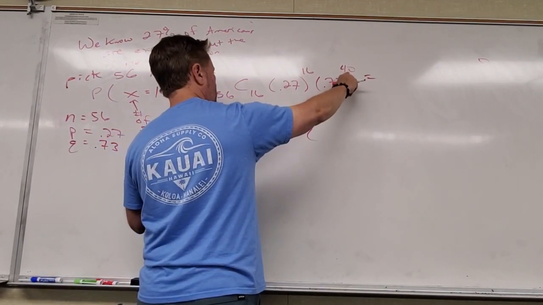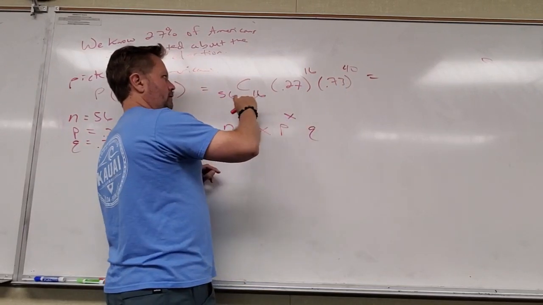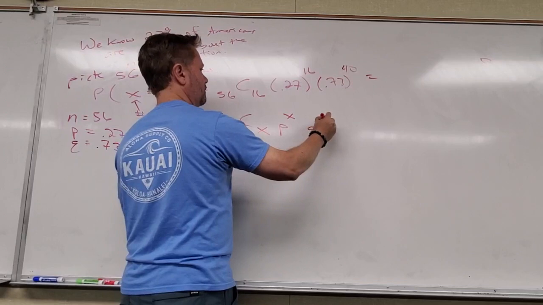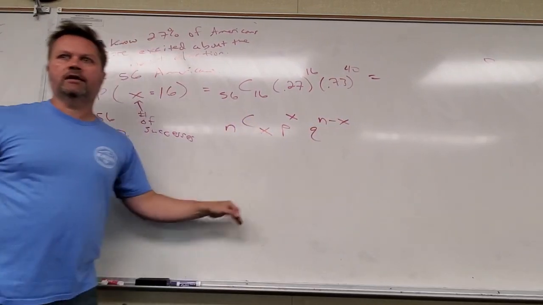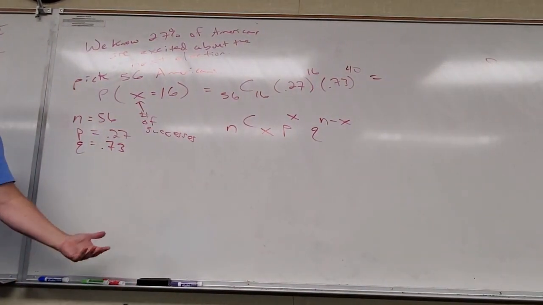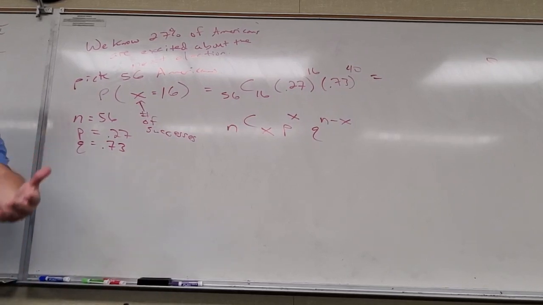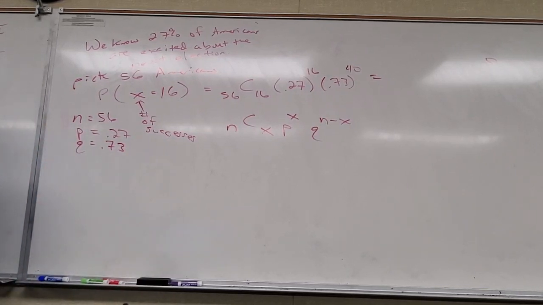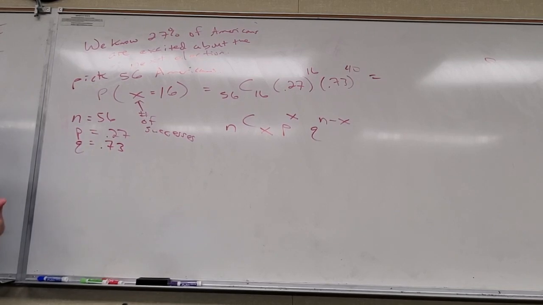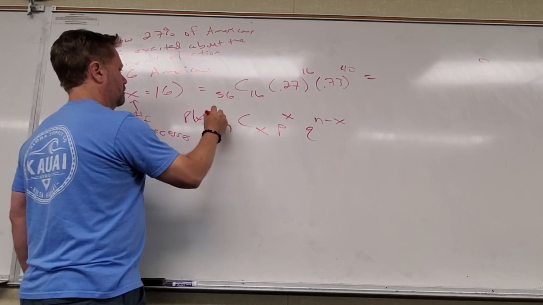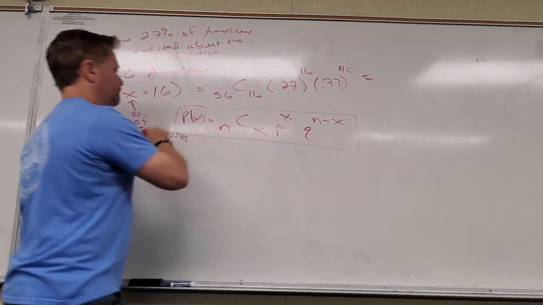Here comes the tricky part. How did we get 40? Oh, it'd be 56, N minus X. Okay, that's the part that trips people up. But all that means is the rest. If I have a total of N, and X of them are doing this, N minus X are doing the other thing. So this is another little new formula.